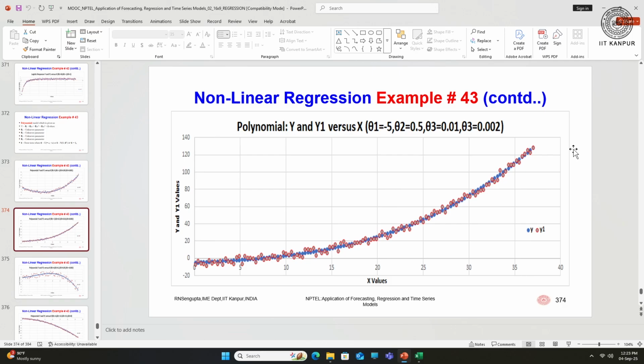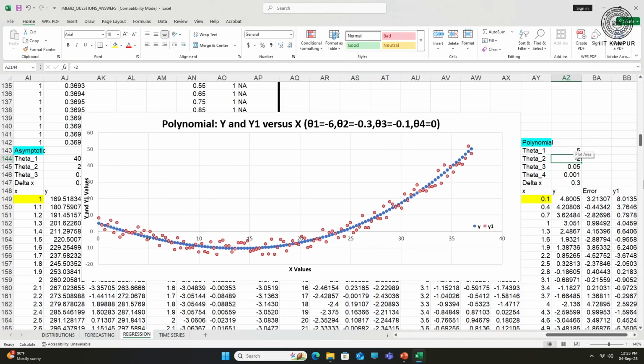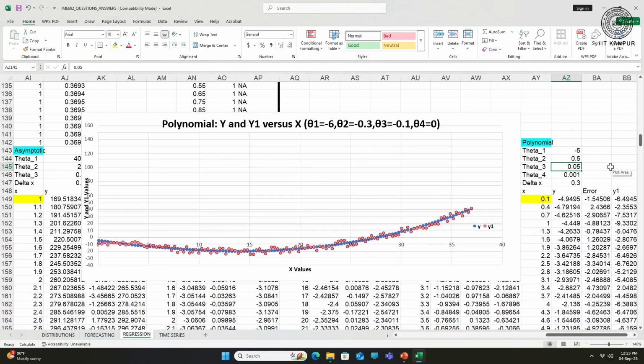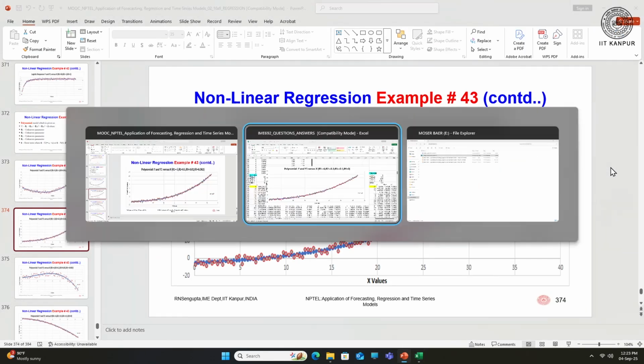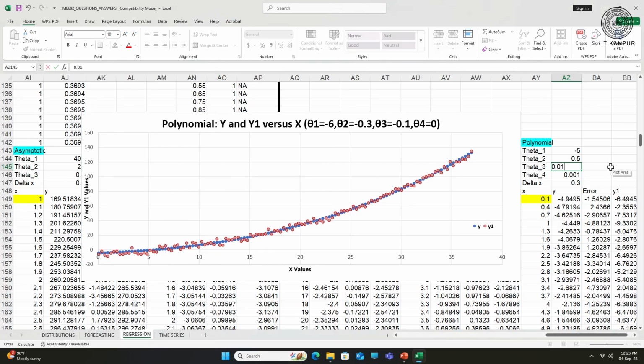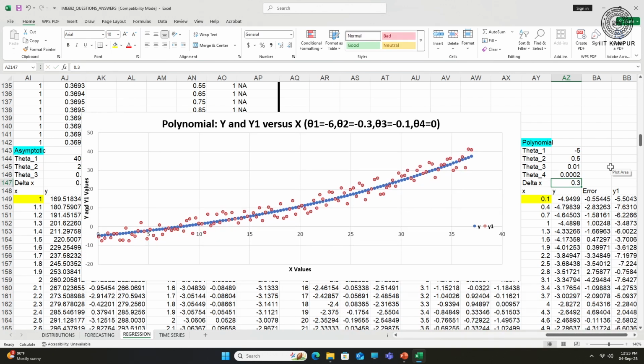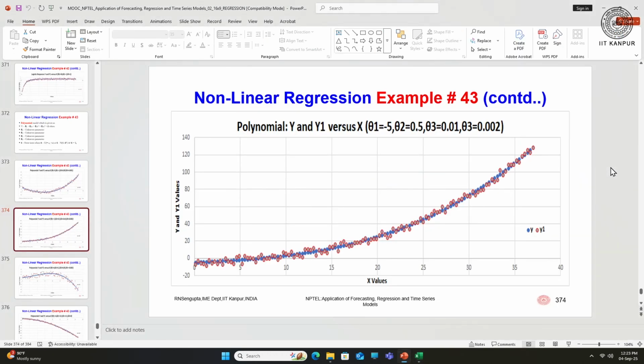In the second case, we have theta 1 as -5, then theta 2 as 0.5, then theta 3 as 0.01, and theta 4 as 0.0002. So, this is the curve which we have for these 4 different combinations of theta. Here it does not decrease and then increase, it is only increasing, with more emphasis on the right hand side where the increase happens.